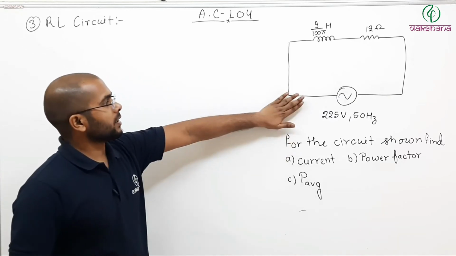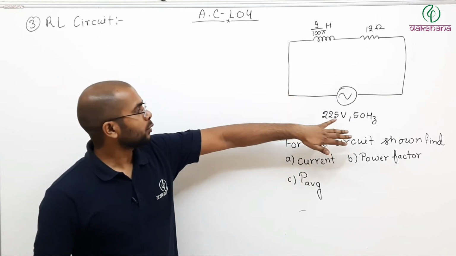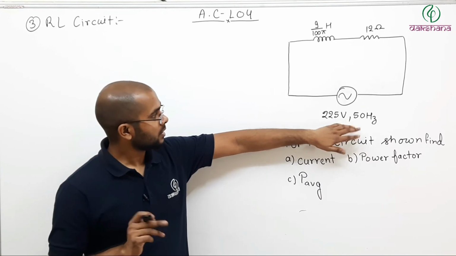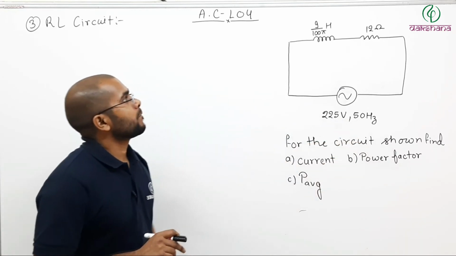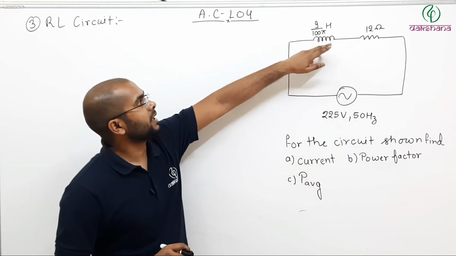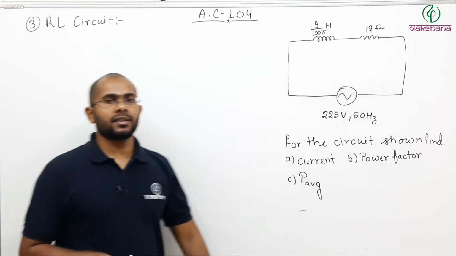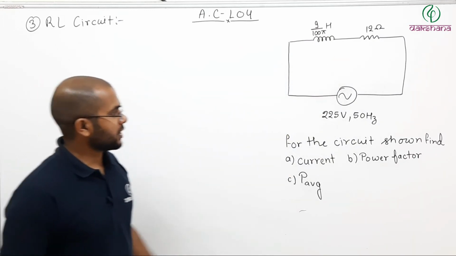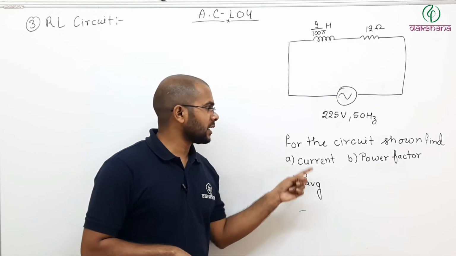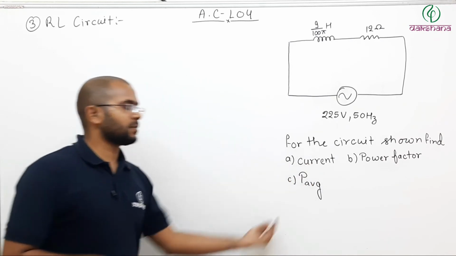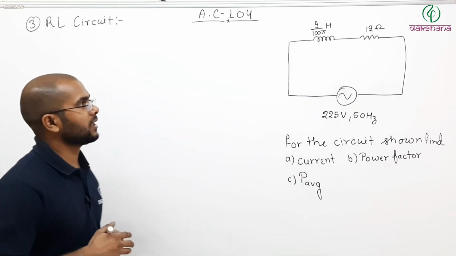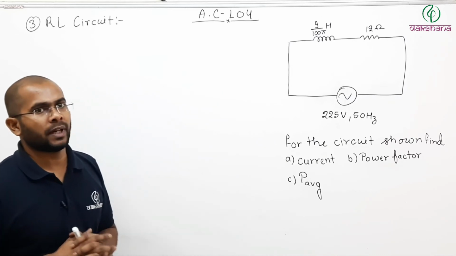Let us solve a question based on your LR circuit. So here a circuit is shown. The power source is 225 volt RMS and 50 hertz frequency. Here the inductor is 9 by 100 pi henry and the resistance is 12 ohm. So the question is, for the circuit shown, find the current, power factor and average power. So first let us try to find the current. How do we find the current?